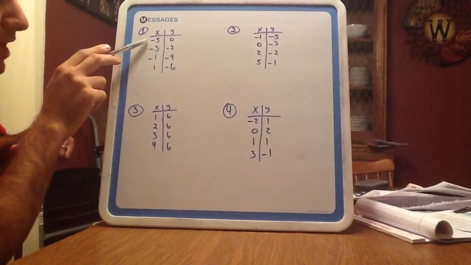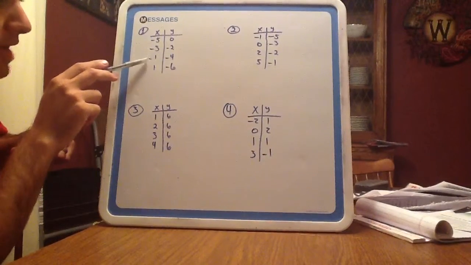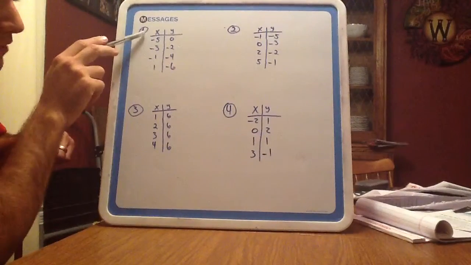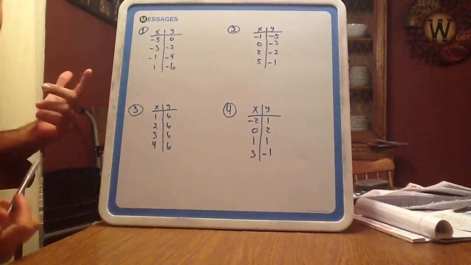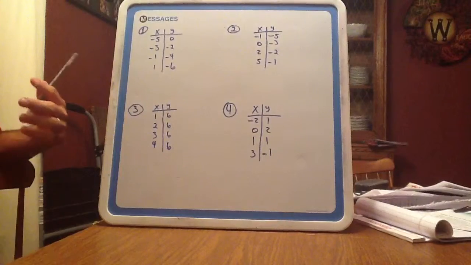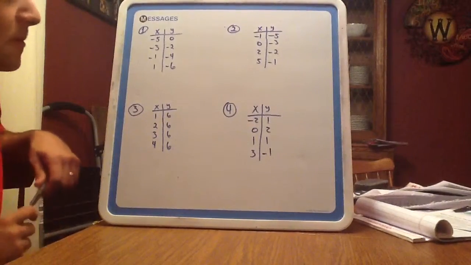These are already in order: -5, -3, -1, and 1. The x values are all increasing, but sometimes they won't be. I mean, that might be tricky. You'll have to put them in order or whatever.